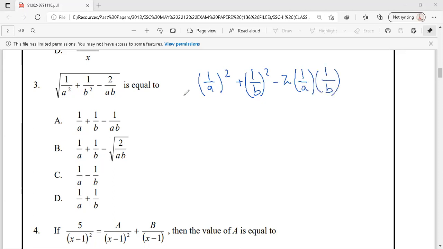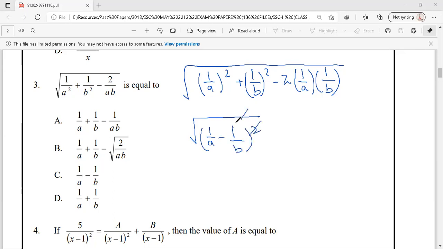So as we can see, this is the perfect square, a square plus b square minus 2ab. So this will be equal to a minus b whole square, 1 over a minus 1 over b whole square. These squares will be cancelled out with the root. So the remaining term will be 1 over a minus 1 over b. So the correct answer is option C.